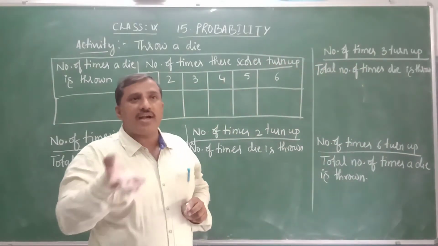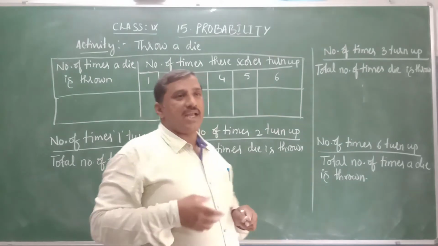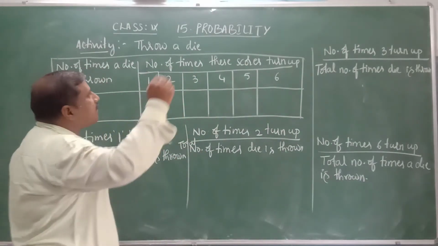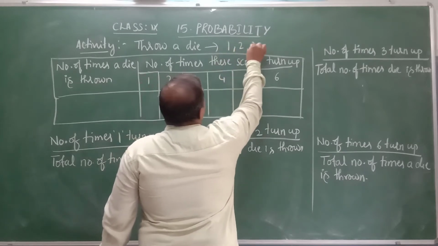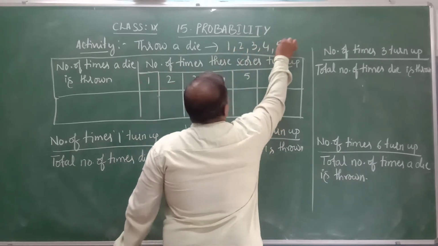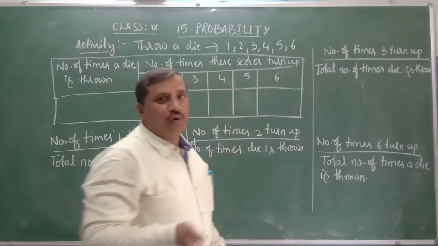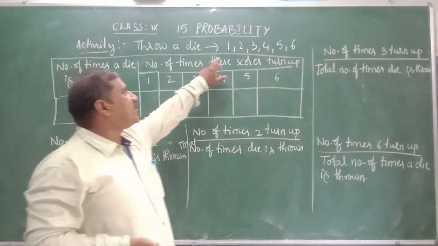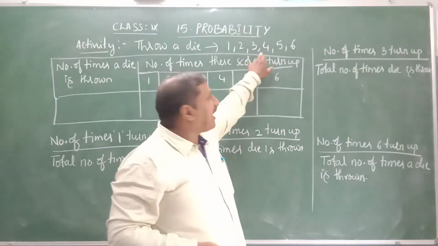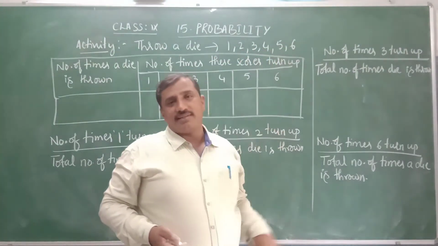So when we throw a die or when we roll a die, what are all the possible outcomes which we get? Yes, the numbers 1, 2, 3, 4, 5, 6. So when we roll a die once, we may get 1 or 2 or 3 or 4 or 5 or 6.